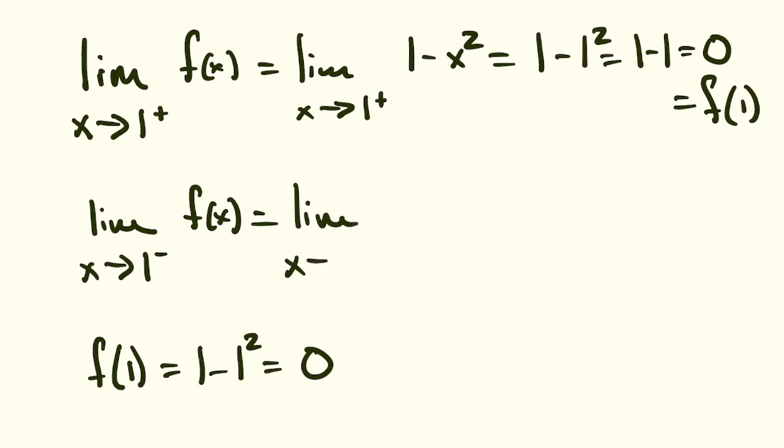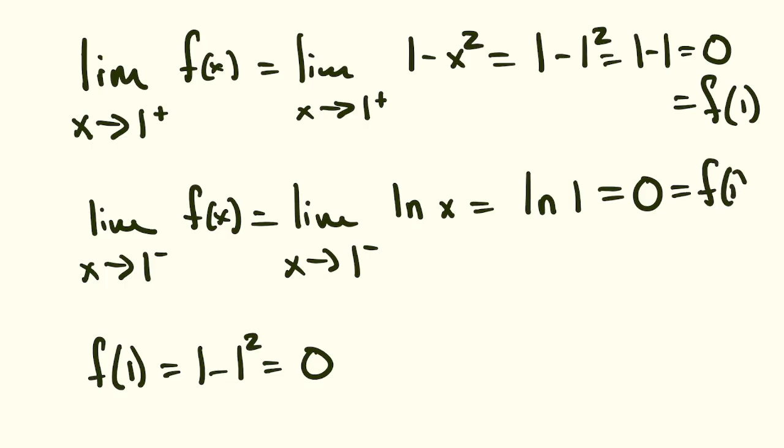When we are coming in from the left-hand side, we're looking at numbers that are slightly smaller than 1. We are looking at the natural log of x, which gives us the limit is going to be natural log of 1, which is equal to 0, which is the same as f of 1. So because all those numbers are the same, we know f of x is continuous.